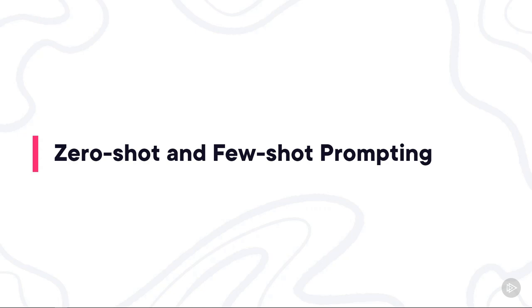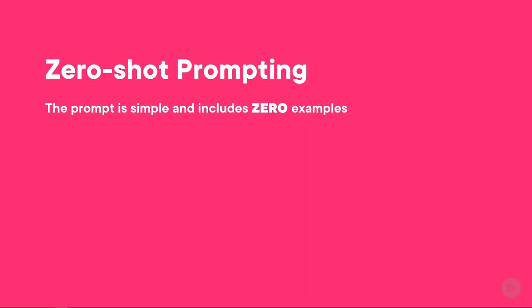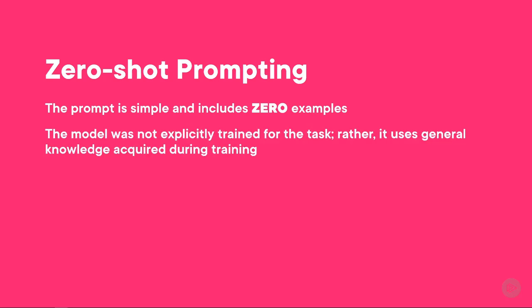Starting with zero-shot and few-shot prompting. Now this first one, zero-shot prompting, is one that we've actually already covered, but maybe you just didn't know that it had a name. This is a simple prompt that includes 0 examples, meaning you're not giving it explicit information to train on. Rather, it's just using general knowledge it had already acquired through training.